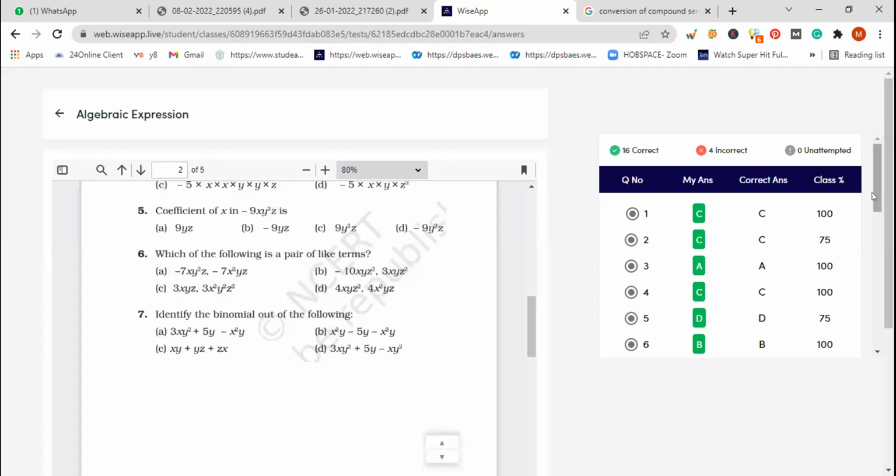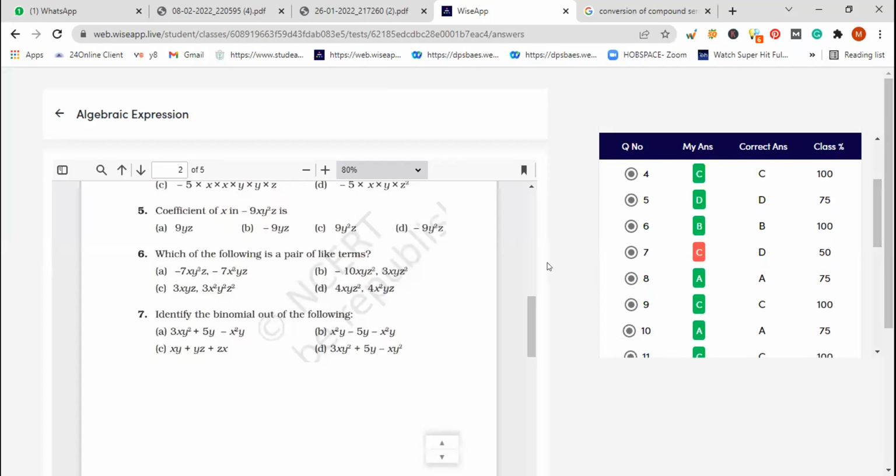I have a doubt in the seventh one. Identify the binomial out of the following. Okay, so which one is binomial?